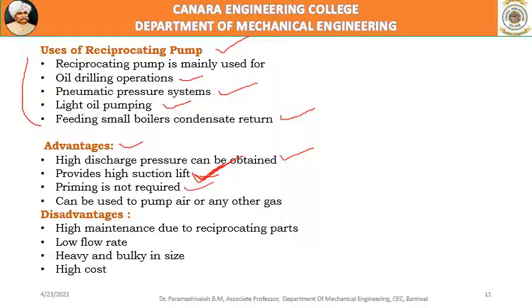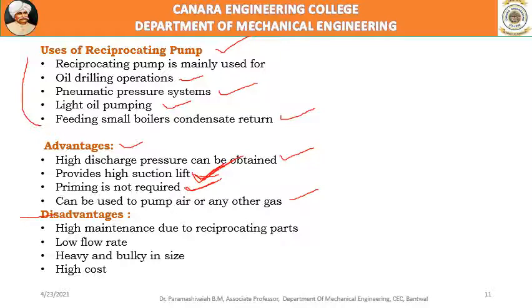So what is priming? I will tell you in the next slides. That is required in case of centrifugal pump, but this priming is not required in the reciprocating pump. Then it can be used to pump air or any other gas also, unlike centrifugal pump. In centrifugal pump, we cannot use it for air or gas. In this case, we can use it.